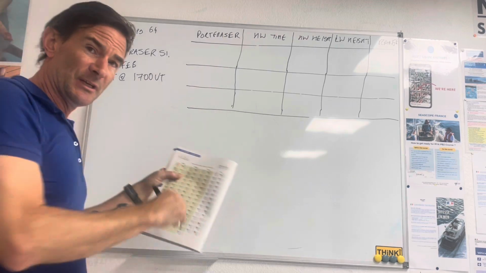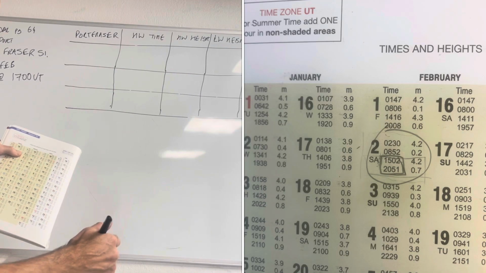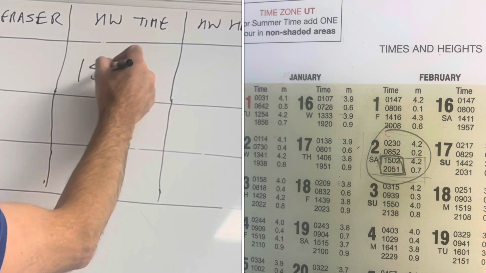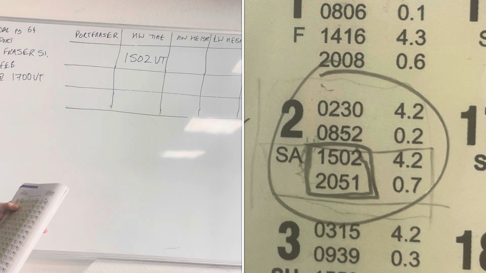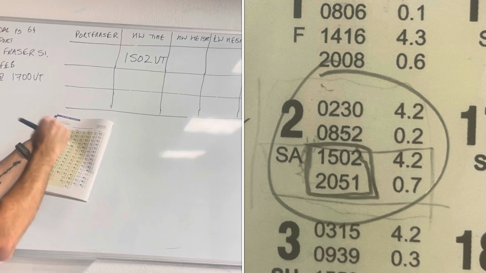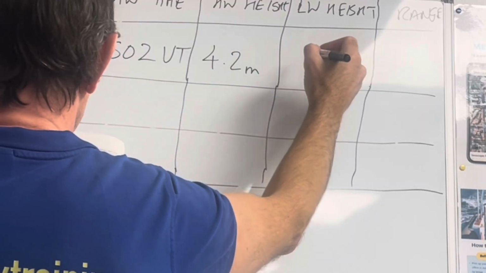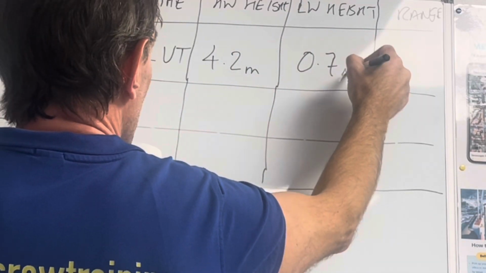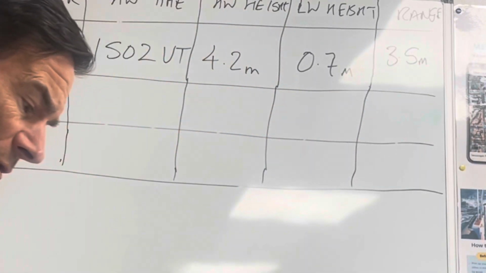It's asking about 1700, so we're going to have a look at the tidal window with the nearest high water and low water. So there's a high water at 1502 UT. And the following low water is 2051 UT, so that surrounds the time that the question asked us about. That's the window that we're looking at. We don't need that time of low water, remember, but we do need that high water height. So we're going to make a note of that, 4.2 metres. We're going to make a note of the low water height of 0.7 metres. Calculate the range there, which is 3.5 metres, high water minus low water.